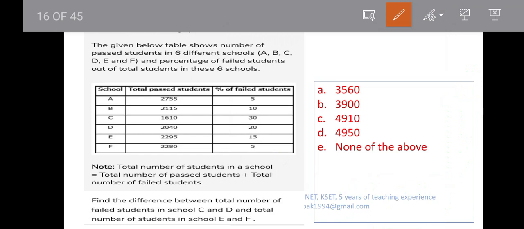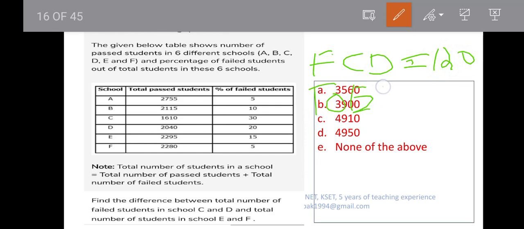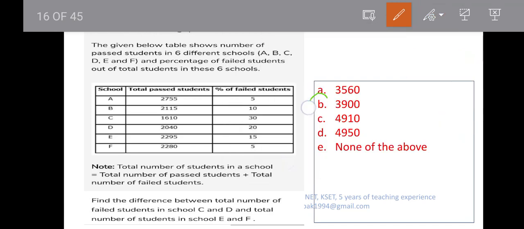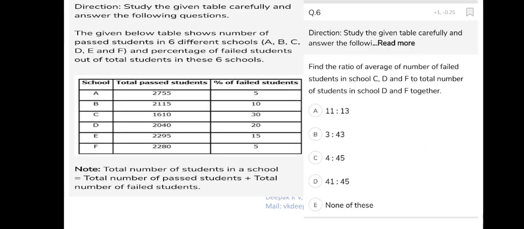Total number of the failed students of C and D we have done with the calculation, that is 1200, and total number of E and F is also done, that is 5100, is it? So the difference will be 3900. You are having the answer here itself. So what is your answer? Your answer is option B. Without wasting time, let me go for the next question.